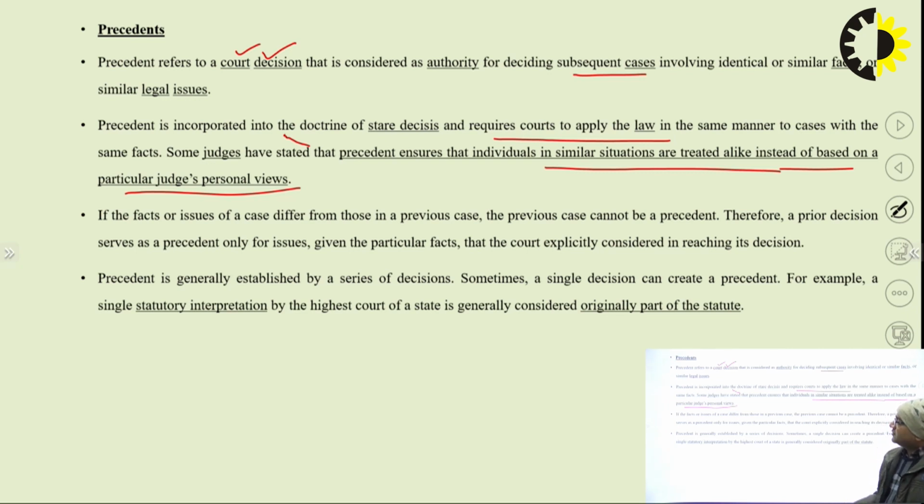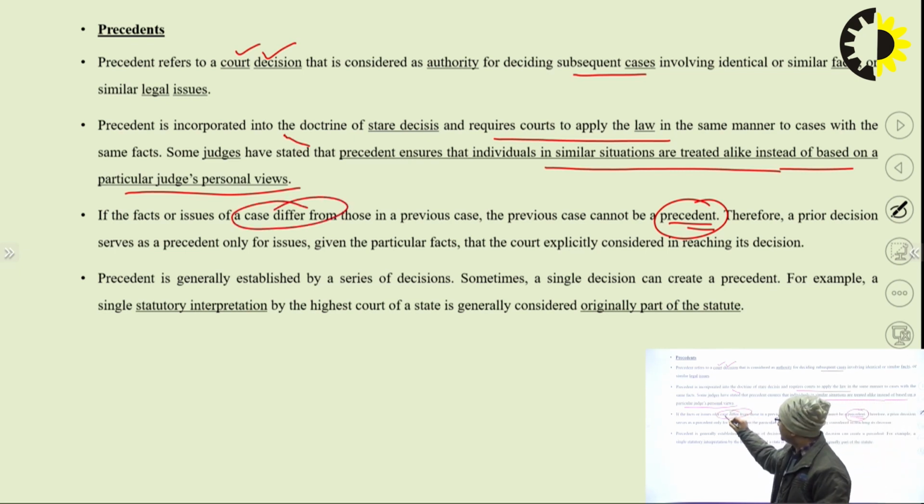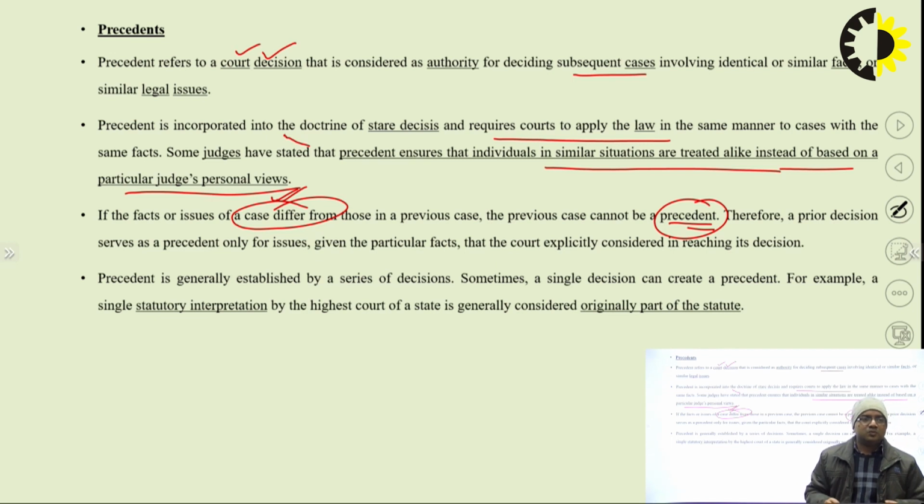If the facts or issues of a case differ from those in a previous case, the previous case cannot be a precedent. We have discussed this: if we want a precedent to help in decision making, one important thing is that we need to analyze the situations in which that particular crime or incident took place, and if it differs from the precedents, then we cannot apply the precedent at that point. Therefore a prior decision serves as a precedent only for issues given the particular facts that the court explicitly considered in reaching its decision.